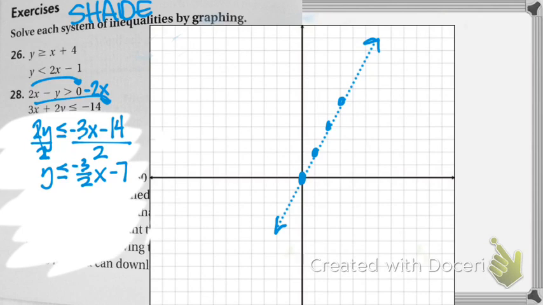So I'm going to go down 7, and I'll do this one in green. Down 7. And then I'm going to fall 3, run 2. Rise 3, left 2. Because I ran out of room, so I had to go exactly backwards. And that one's actually a solid line because it has the equal sign under the inequality.